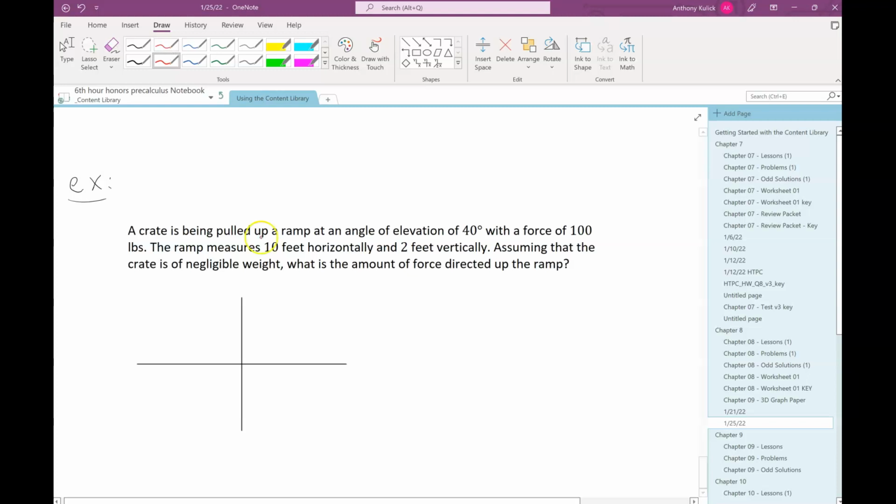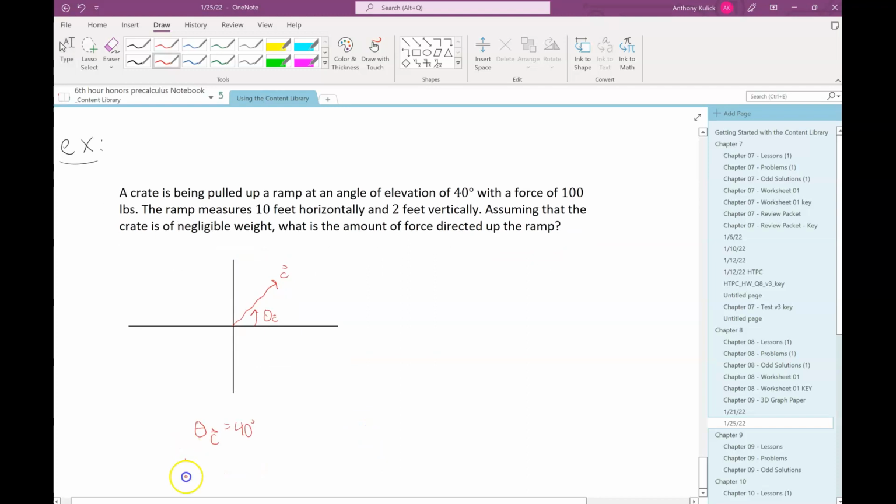So since it says we're being pulled up a ramp, when I draw my crate vector, I'm going to put it in the first quadrant because it's going upward. So my theta C is just going to be 40 degrees. There's nothing to rearrange on that because it's in the first quadrant. And since there's 100 pounds of force, the magnitude for C is just 100.